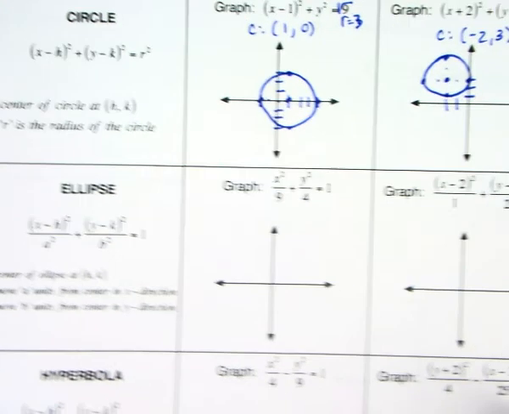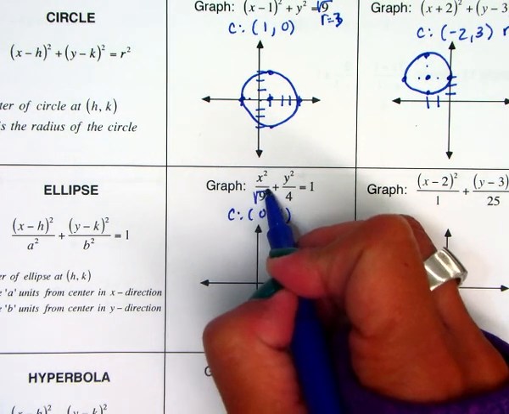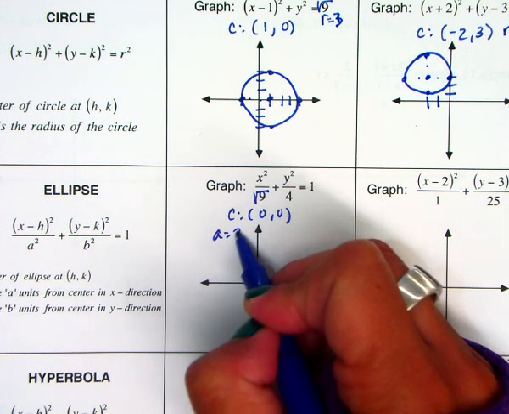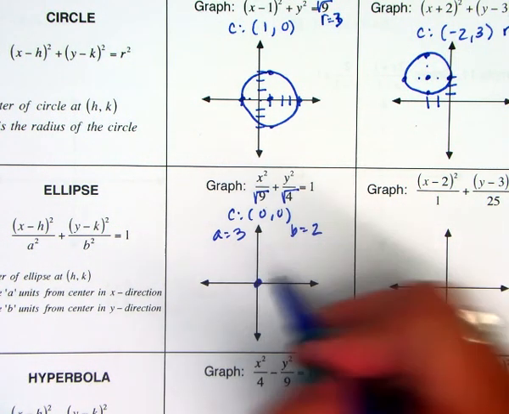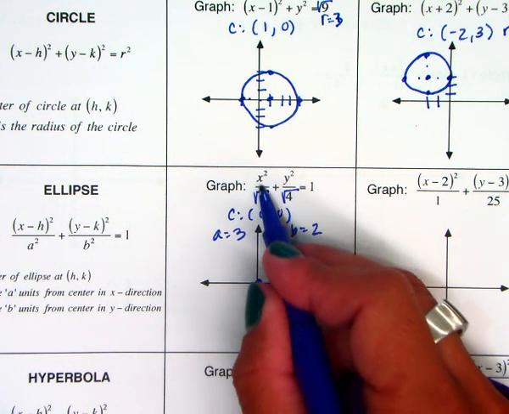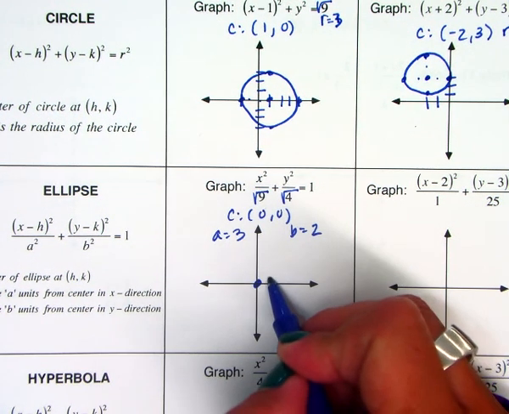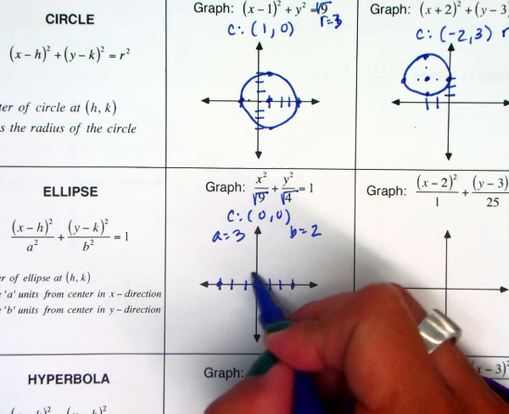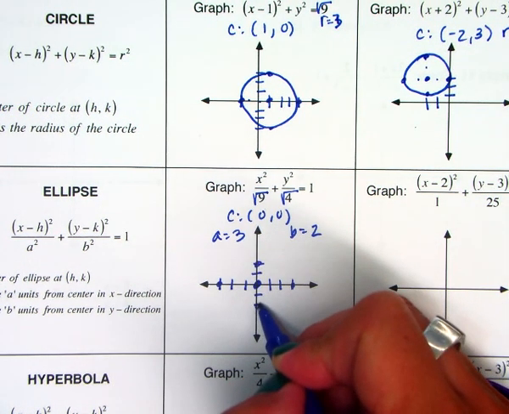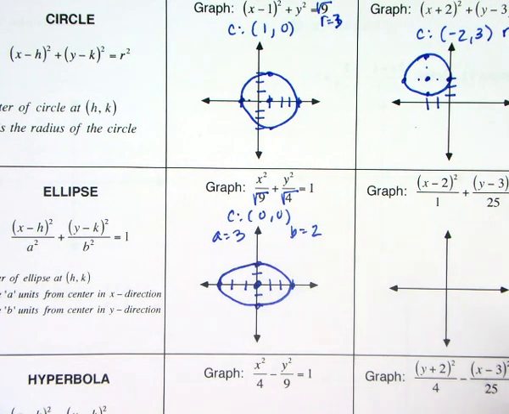All right, so here we go. Center 0, comma 0. I take the square root of this, so my a value would be 3. Square root of this, so my b value would be 2. Start at 0, 0. In my x direction, because the 3 came from under the x, I go out 3. In my y direction, I go 2. And then we connect and we get a nice ellipse or an oval.